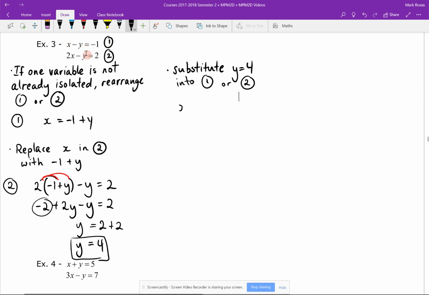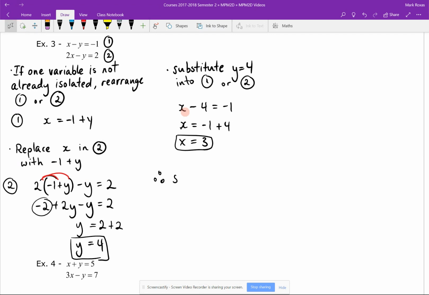So x minus my y value, 4, equals -1. That's what it says in the equation. Okay, solving for x, I just have to add 4 to both sides to balance the equation. So -4 goes away on the left, and on the right I have -1 plus 4, which is positive 3. So there it is, x equals positive 3. So therefore, my point of intersection, or my solution, is x comes first, so (3, 4).